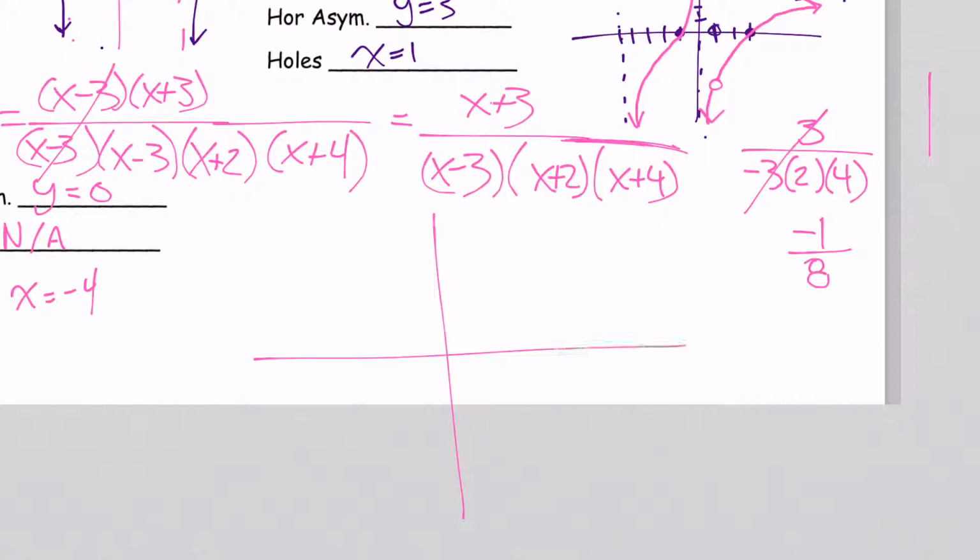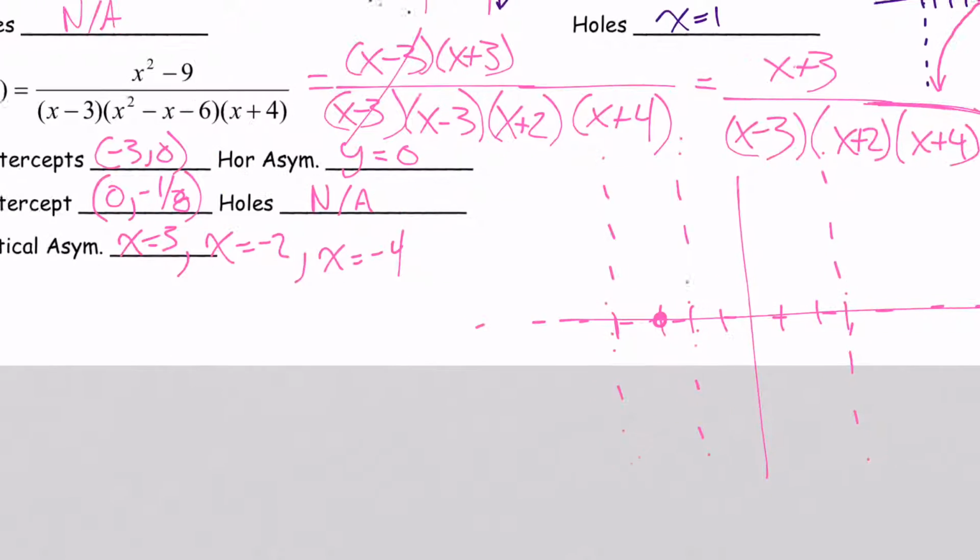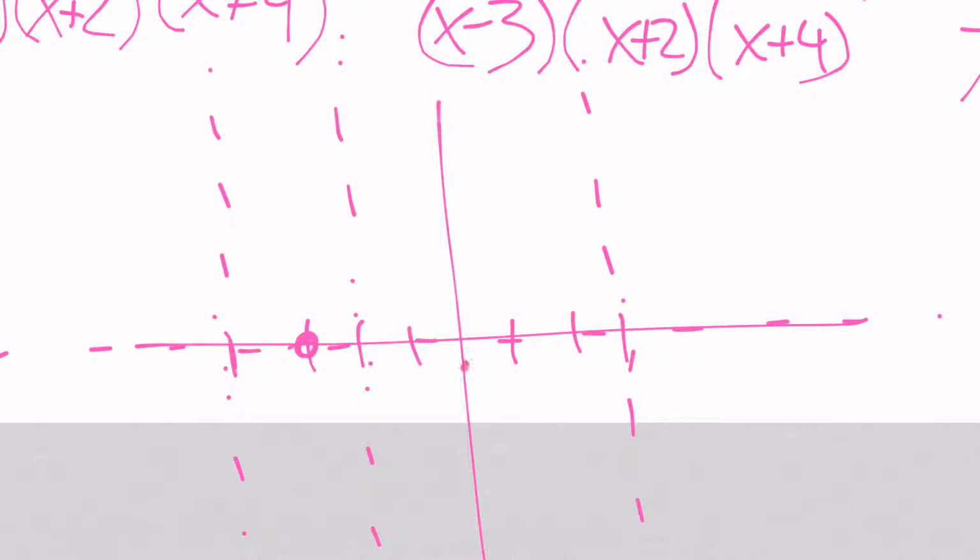So axes. Let's go 1, 2, 3. Put in my x-intercept. Let's go 1, 2, 3, put in my vertical asymptote. X plus 2 is going to give me a negative 2 vertical asymptote. X plus 4 is going to give me a negative 4 vertical asymptote. We said the horizontal asymptote was at 0, so like that. And we figured out that the y-intercept was at negative 1/8. So it's a negative number right in that area.